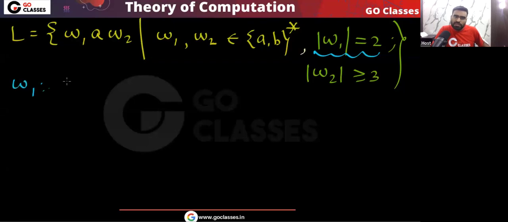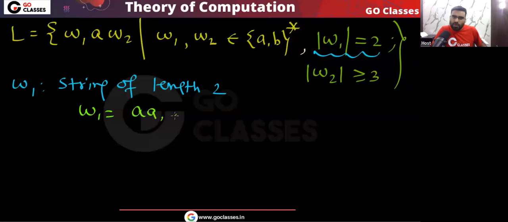You know that W1 is a string. From here you can easily see that this is a string. Okay, W1 is a string of length 2. So what is W1? What are the possibilities for W1? W1 is like this: either W1 is AA or AB or BA or BB. These are the possibilities for W1. Okay, very simple. Now you can see what your language is.